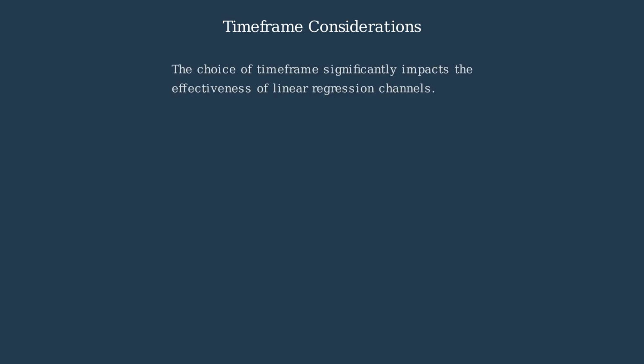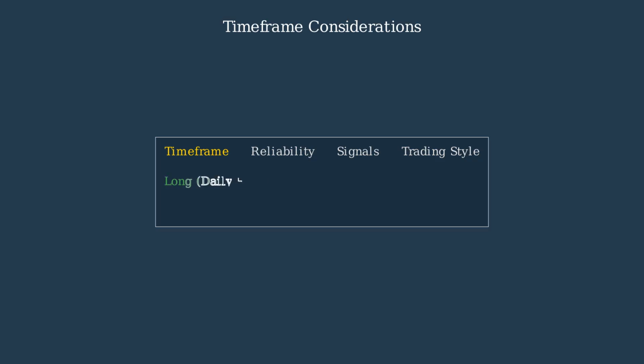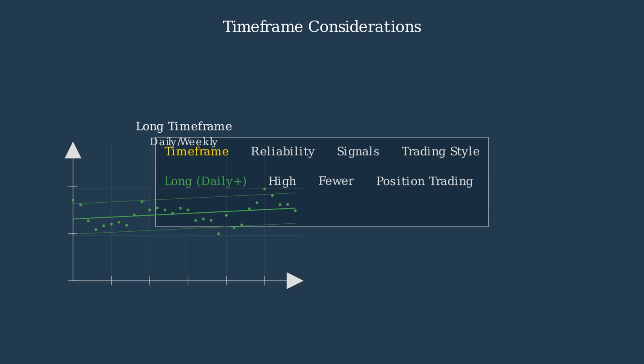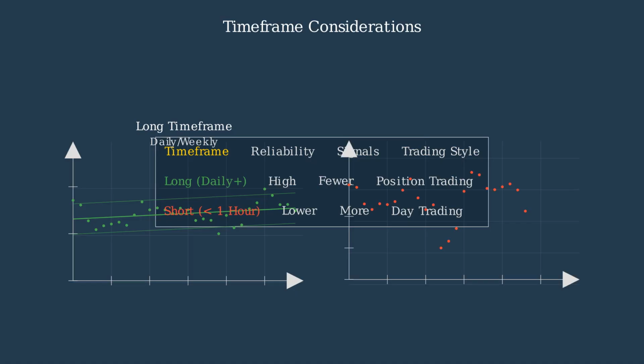The choice of time frame significantly impacts the effectiveness of linear regression channels. Longer time frames, such as daily or weekly charts, typically produce more reliable channels with fewer false signals. These longer time frames are often suitable for position trading, where trades are held for weeks or months. Shorter time frames, such as hourly or 15-minute charts, create more trading opportunities but come with lower reliability. Notice how the short time frame chart shows more volatility and potentially more signals, making it appropriate for day trading.